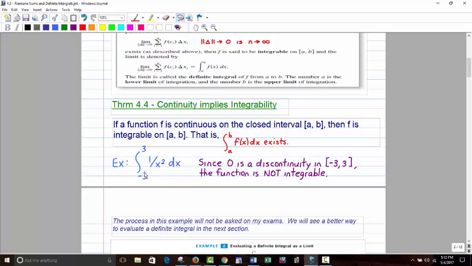For example, this particular definite integral, even though we haven't learned how to do this yet, from -3 to 3 of the function 1 over x squared dx. Once you see how to work these out, you actually can work these out, but it would be wrong to do so, because 0 is a discontinuity in that interval -3 to 3, which means you do not have continuity all the way across your interval. So therefore, it's wrong to even do it. In fact, that's actually called an improper integral, which is something that's discussed in Calculus 2.